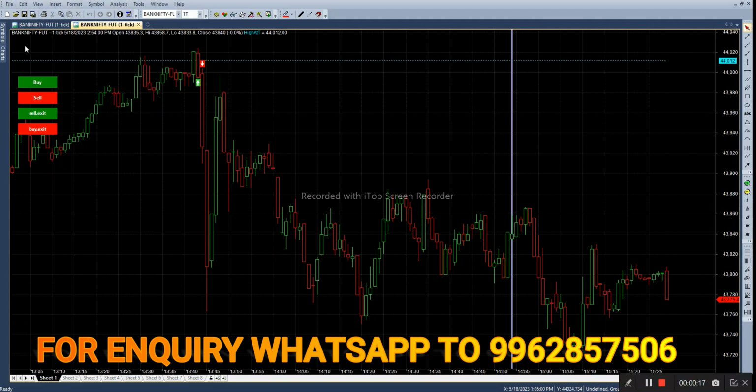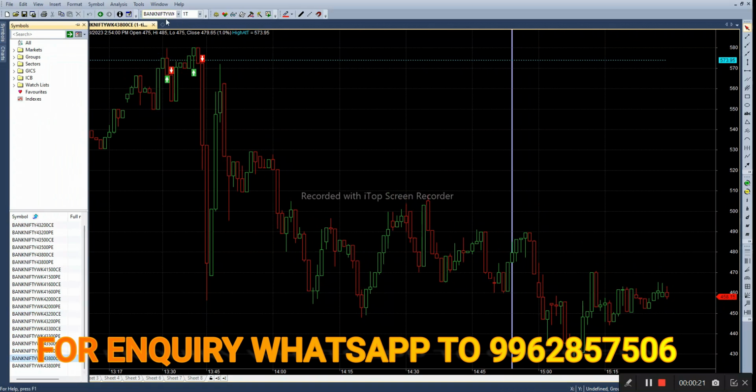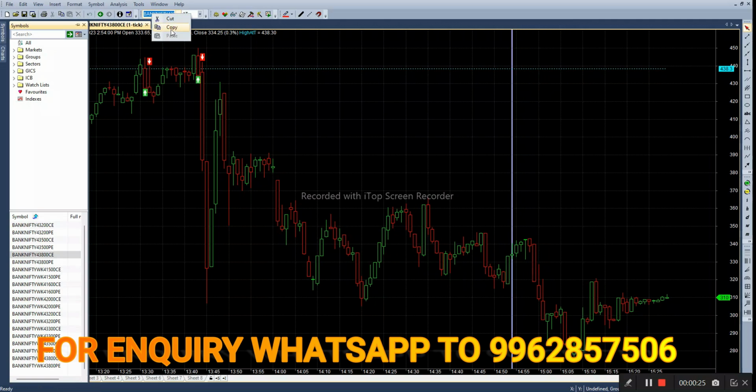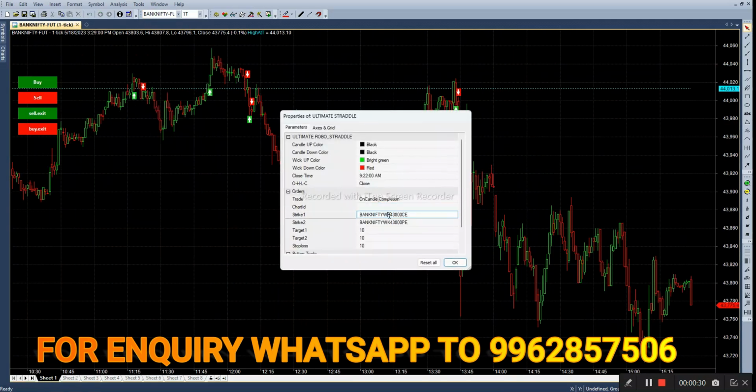So first we have to select the call option here. Monthly call option. Then we have to copy the symbol. Then we have to feed it in the futures chart in parameters. Strike one should be call option, and strike two should be put option. Instead of C, we are giving a P here.